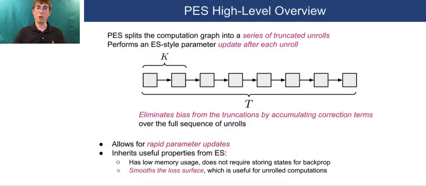So next I'll introduce our approach, persistent evolution strategies, or PES. At a high level, PES splits the computation graph into a series of truncated unrolls and performs an ES-style parameter update after each unroll. But crucially, we eliminate bias from these truncations by accumulating correction terms over the full sequence of unrolls. So PES is unbiased and allows for more frequent parameter updates. It also inherits useful properties from ES, including low memory usage, because again, we don't need to store intermediate states for backprop, and loss surface smoothing, which is useful for these chaotic loss surfaces that result from unrolled computations.